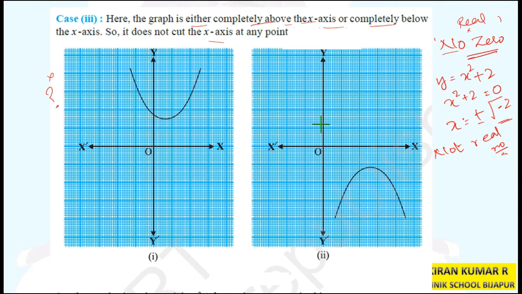Therefore, we can say that for a quadratic polynomial, there may not be any zero of the polynomial. There can be only one zero of the polynomial. At the most, there will be two zeros of the polynomial.